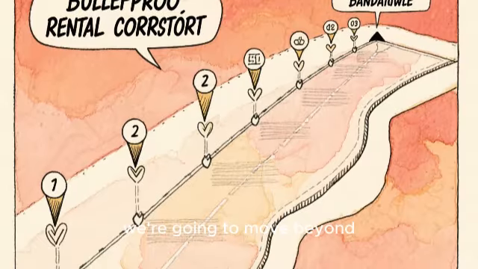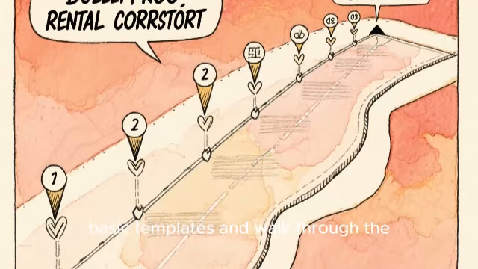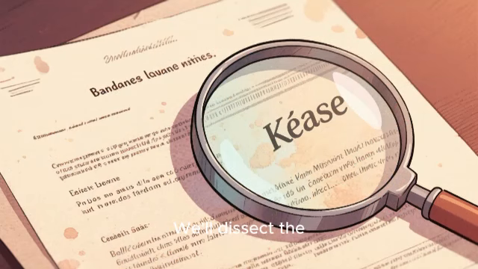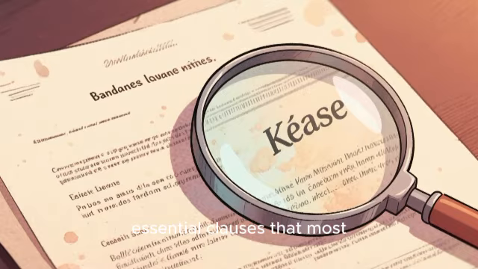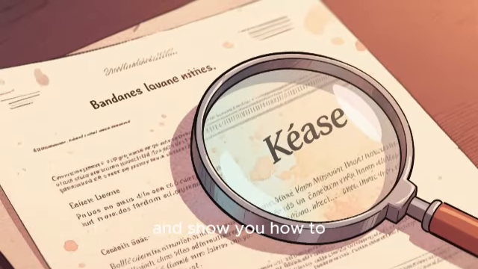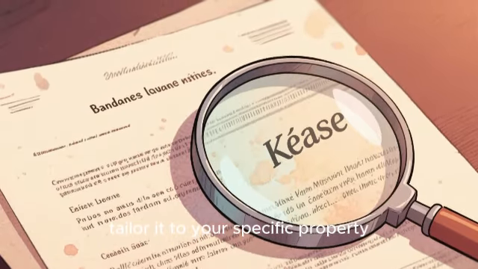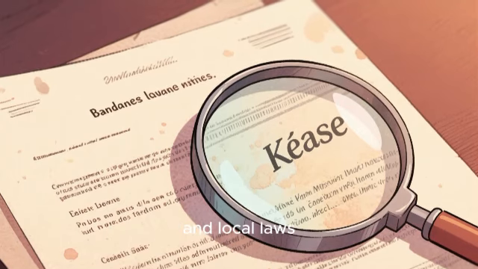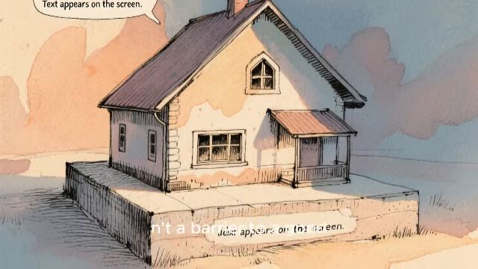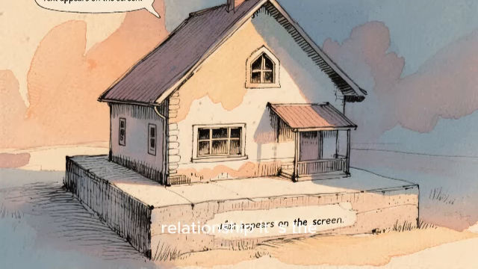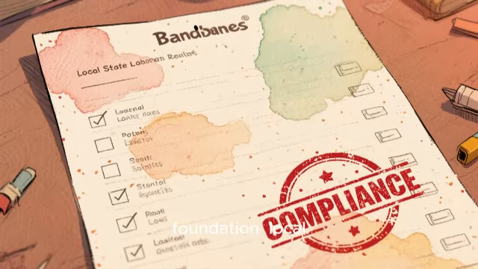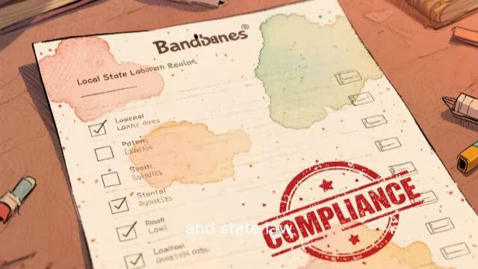In this guide, we're going to move beyond basic templates and walk through the construction of a bulletproof rental contract. We'll dissect the essential clauses that most amateurs miss, explain the legal reasoning behind each one, and show you how to tailor it to your specific property and local laws. By the end, you'll understand that a great lease isn't a barrier to a good relationship, it's the foundation for one. We must start with the non-negotiable foundation, local and state law compliance.